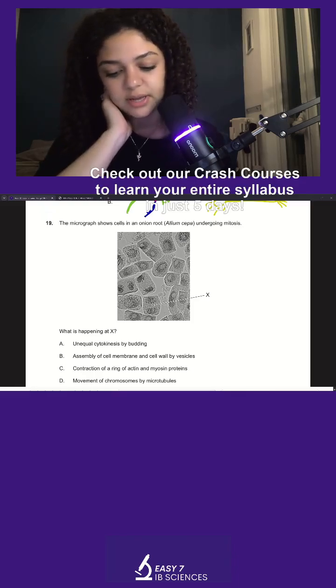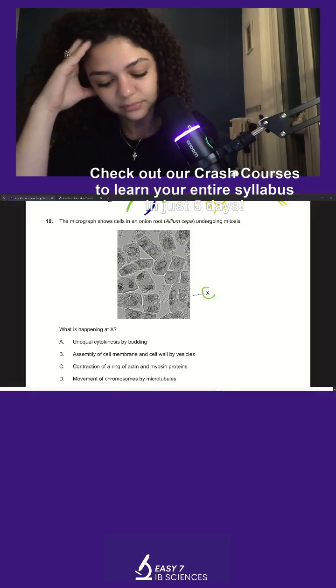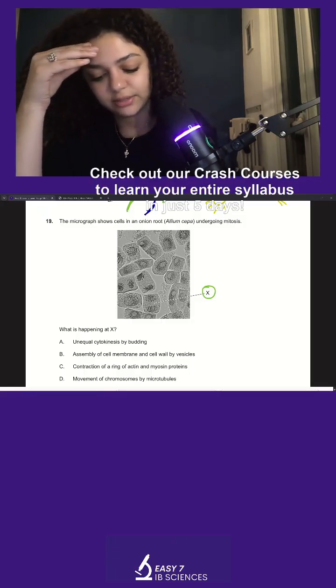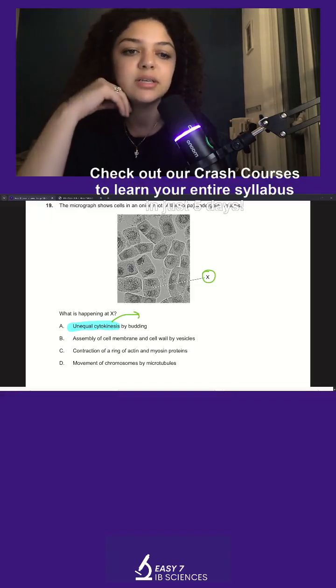The micrograph shows cells in an onion root undergoing mitosis. What is happening in X? Sorry, not C. Unequal cytokinesis by budding. The new syllabus, there's a key highlighting in unequal cytokinesis. I think this will be brought up on your exam. Keep an eye out, guys.